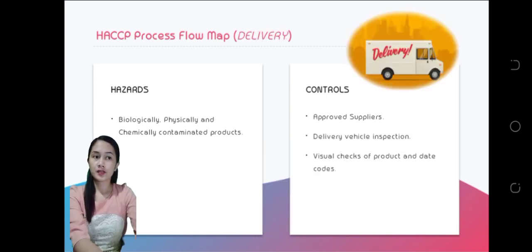In the delivery process, the hazards are biologically, physically, and chemically contaminated products as well. While in controls, approved suppliers, of course, they must be approved by the suppliers. Then delivery vehicle inspection, yes, there are several inspections in delivering. Then visual checks of product and date codes to ensure that it is safe, not expired, and bago pa gibuhat.